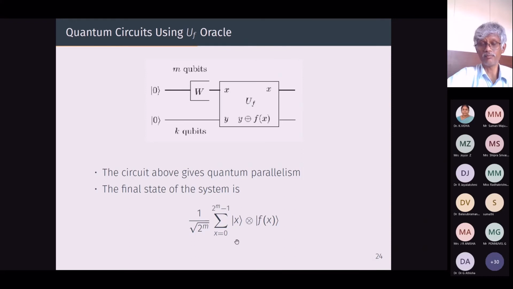You are computing the ket of x tensor ket of f of x. So in some sense, you're computing the value of f of x for all the inputs.